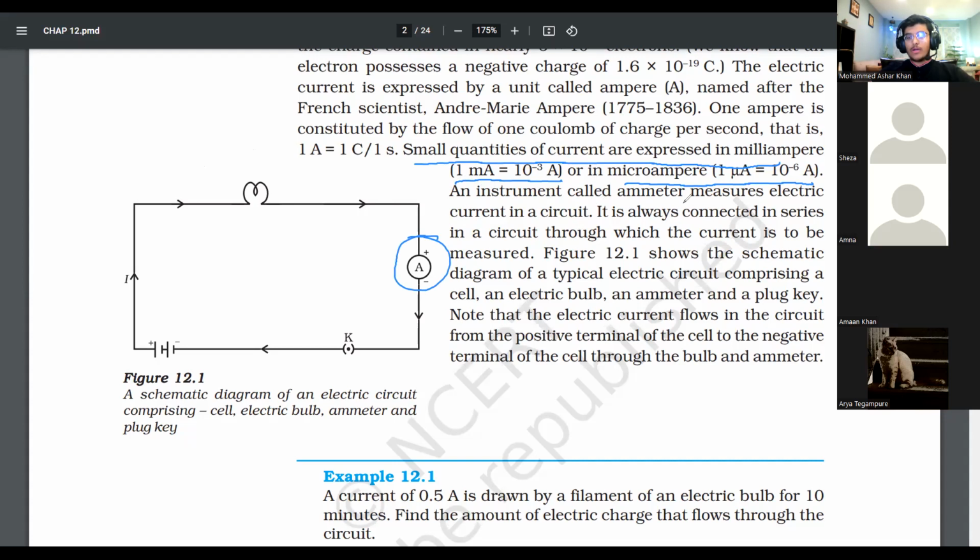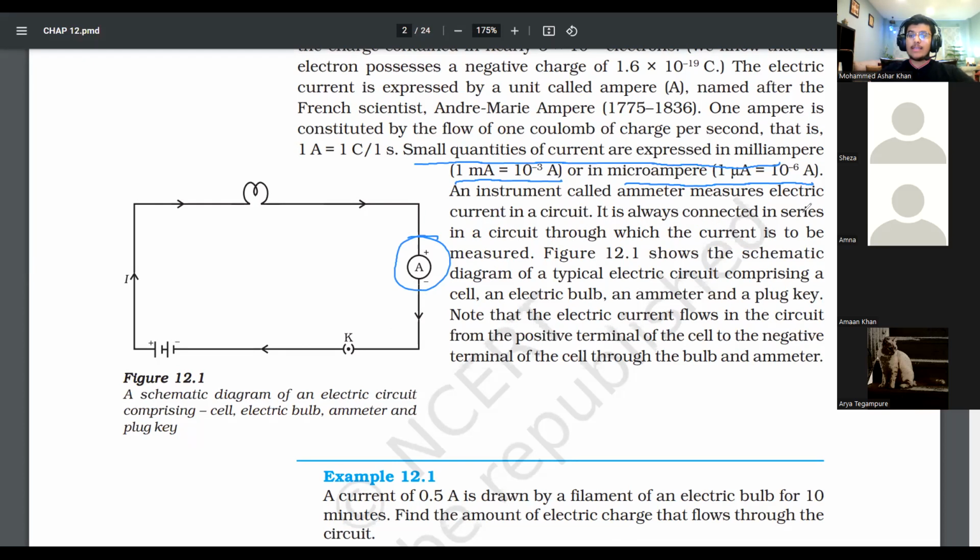So an instrument called the ammeter measures electric current in a circuit. It is an instrument that measures the amount of electric current flowing through the circuit at a time. When you look at the charger for your laptop, for example, it might say 1.5 amps or something like that. That means that much current will be flowing through the charger at a certain time. And to measure that, we use an ammeter. So an ammeter is an instrument that measures the electric current in a circuit.